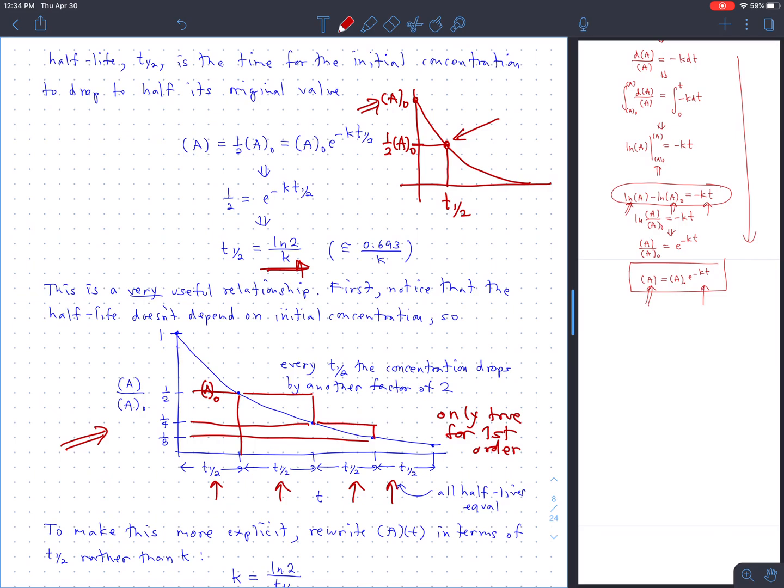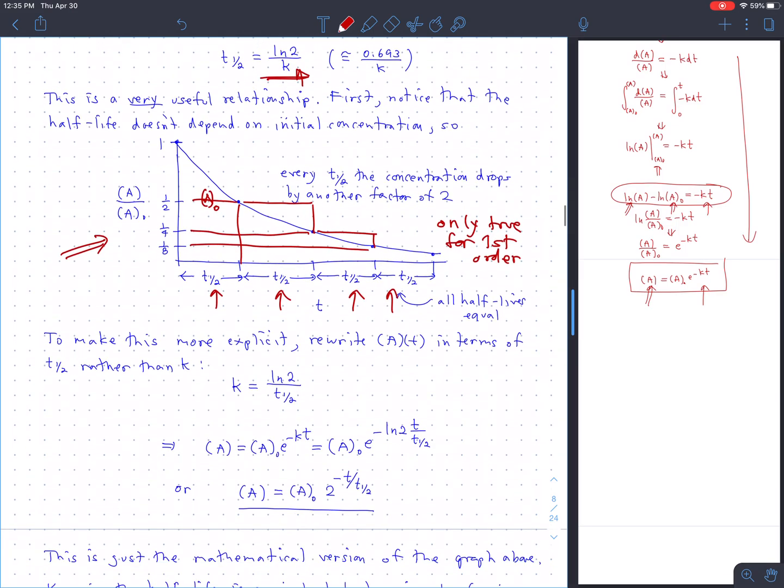So this is another diagnostic test for a first-order reaction. Are the half-lives all the same? If I time how long it takes to lose half of my concentration, and then I wait and time how long it takes to lose half of that, and those two times are the same, or at least roughly the same, then I've got at least roughly first-order exponentially decaying behavior.